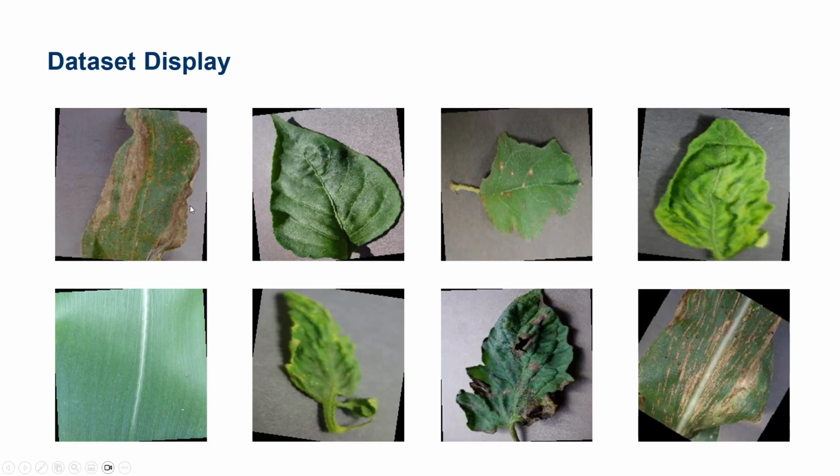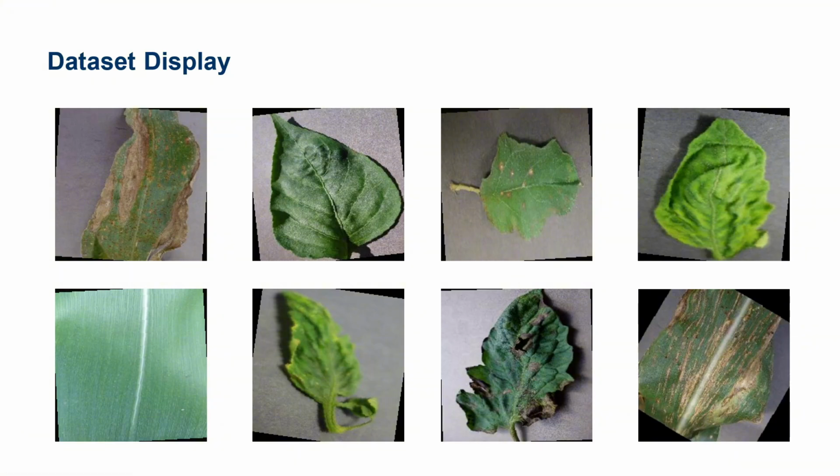Here we show a sample of the images from our dataset. As you can see, all images are leaf photos, and each leaf belongs to one of the many disease classes. The dataset includes a variety of colors, textures, and shapes, which makes the classification task more challenging but also more realistic. Before training, we applied several pre-processing steps and data augmentation techniques.